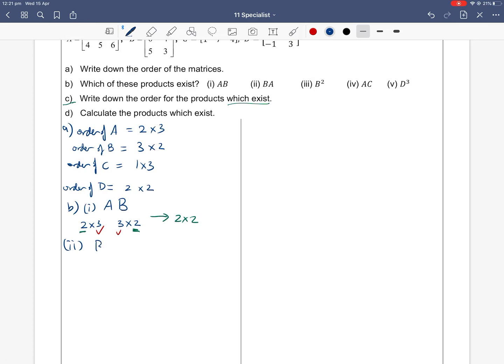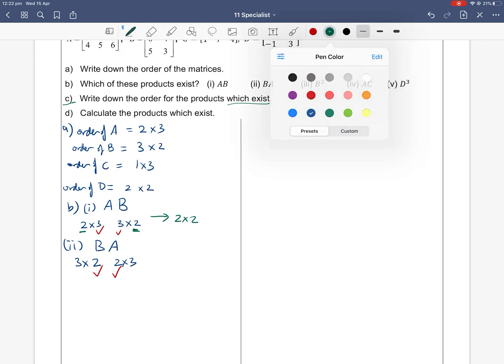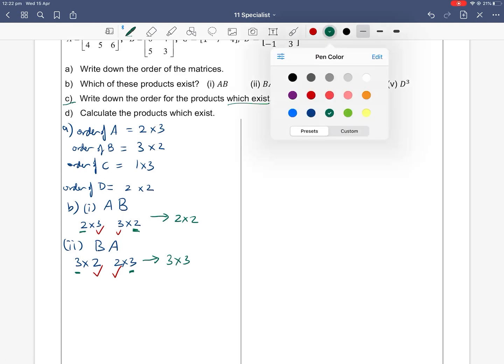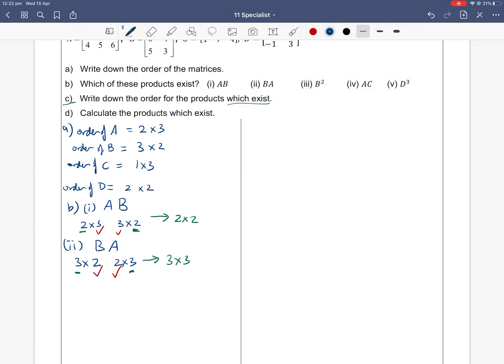Part 2. Let's look at B times A. So the dimension of B was 3 by 2. The dimension of A was 2 by 3. Check, do the inside numbers match up? Yes, they do. Then that means the product exists, and the resulting matrix would be the outside number dimension. So it's a 3 by 3 answer.